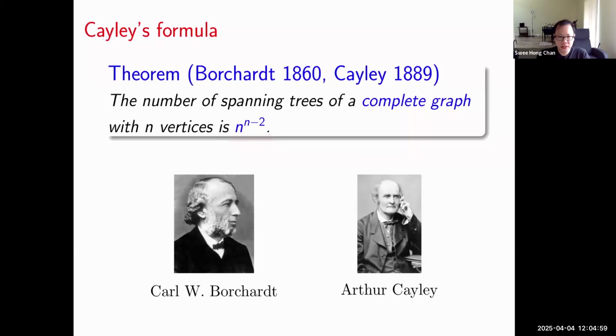Despite the name, the first one who actually proved this result is Borchardt in 1860. In fact, in Arthur Cayley's paper in 1889, where the Cayley formula comes from, Cayley even cited the Borchardt paper. So Cayley knew about this result and actually cited it. What Cayley did was generalize the result to many different graphs, for example to the situation where the graph has different degrees. But for some reason, maybe this celebrity effect, people nowadays call it Cayley's formula instead of Borchardt's formula.